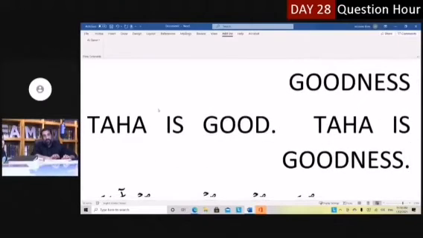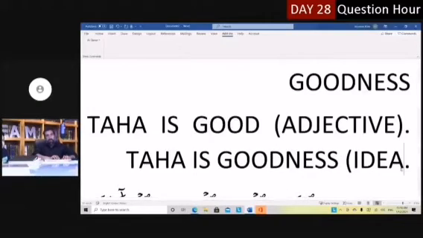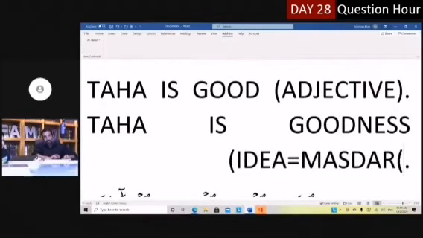Taha is good. Yeah, because good is an adjective and goodness is an idea. A person is not an idea. A person is an adjective. An idea equals masdar. A person is not a masdar. A person is an adjective. So, which one is correct?